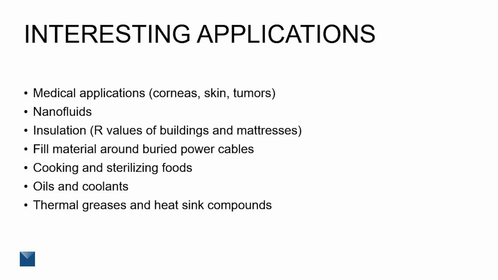For the sixth, the same is true of oils and coolants. To know how they'll perform in a given application, you need to measure the thermal properties, calculate the heat storage and transfer. And the seventh one, thermal greases and heat sink compounds that are used in electronics and other equipment. You need to know what their thermal properties are to determine that the equipment won't overheat. And measurements provide a way to compare those and see which is best for a given application.